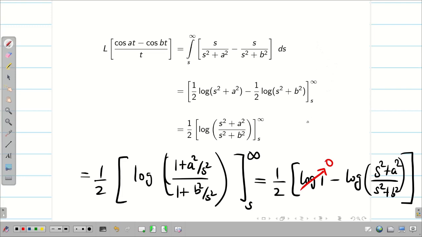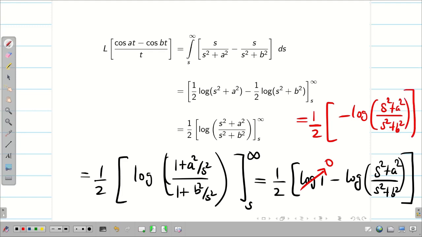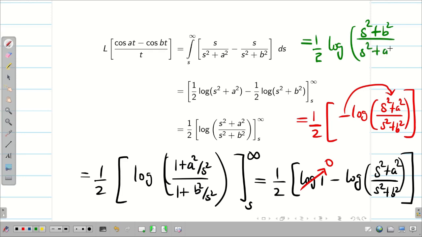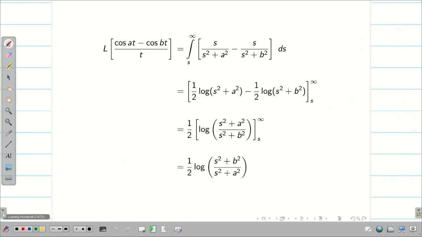Therefore my final answer is 1 by 2 minus log s square plus a square divided by s square plus b square. If you take this minus to the power, then my answer is going to be 1 by 2 log, and when I take the reciprocal, we get s square plus b square divided by s square plus a square as my final answer. Hope you understand, students. So in today's session, we solved some good problems on L of f of t by t, integration of a transform or division by t.